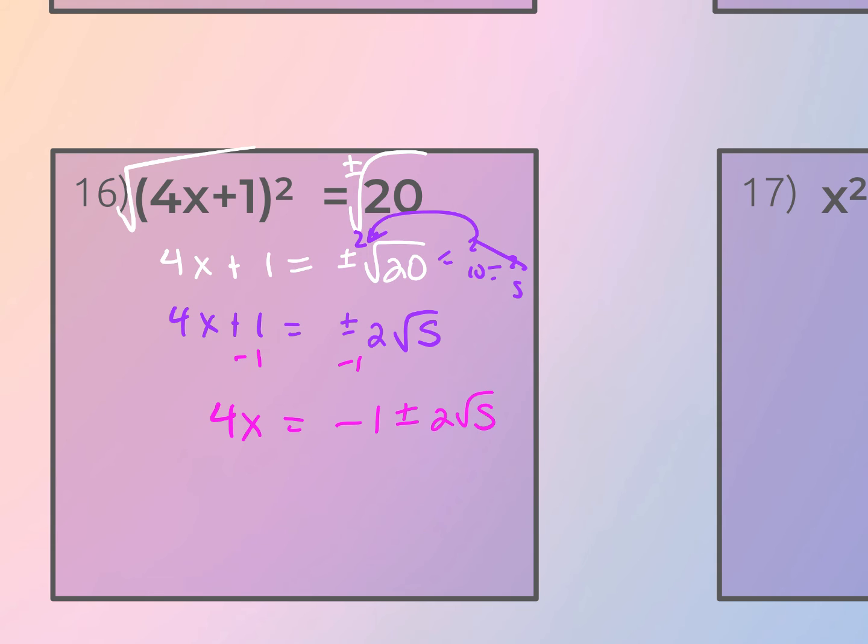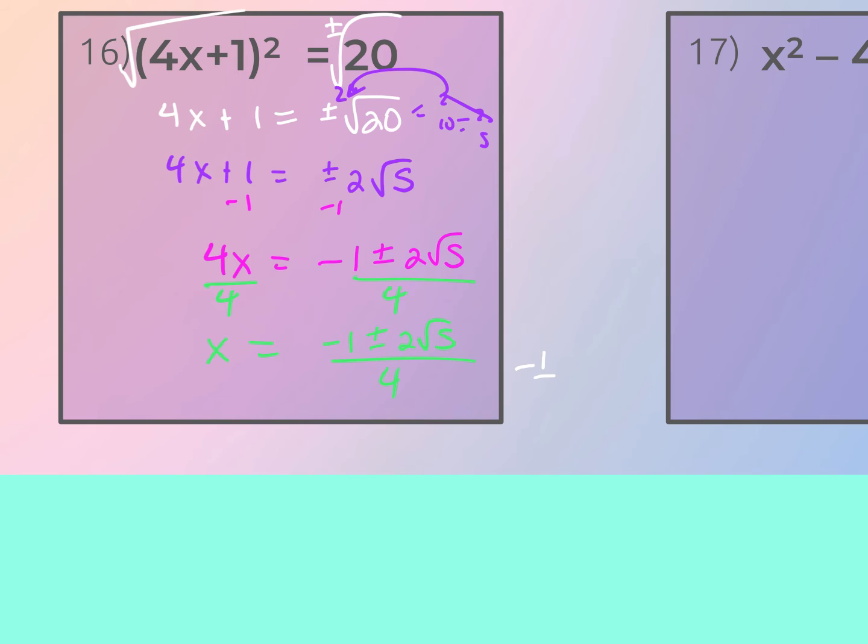And then my last step, divide by 4. And I'm going to write it all as one fraction. Here is what you cannot do. Don't do that. You cannot simplify only half of your fraction, okay? Only if they were all divisible by 2 would I reduce it by 2, okay? Or you can split this and then simplify it. I could rewrite that as negative 1/4 plus and minus 2 root 5 over 4 and then reduce this, but you don't need to do that, okay? You can keep it just like this.